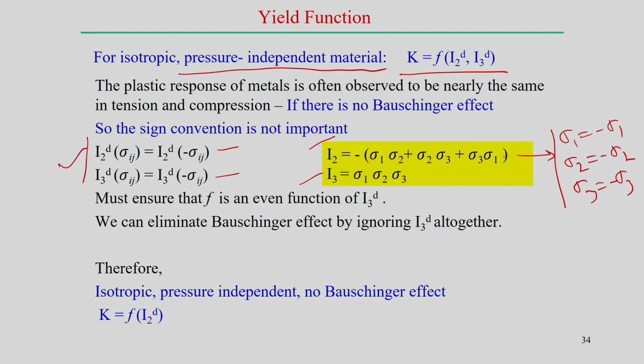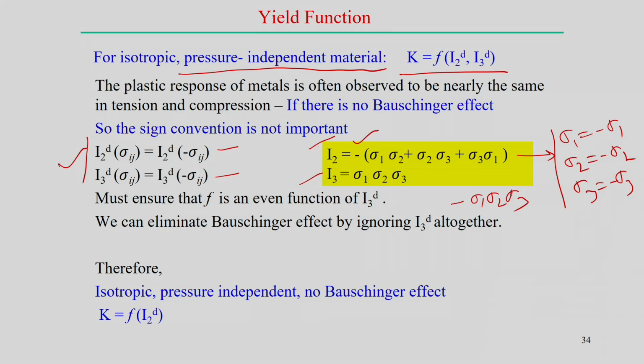If we put it here, then it becomes the same expression, but if we put it here, then it changes sign. I3 becomes now minus sigma 1, sigma 2 and sigma 3, or the same thing for the deviatoric component. Therefore, I3 does not satisfy this condition.